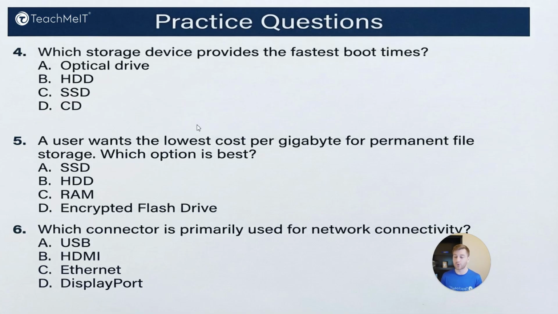Number 5, a user wants the lowest cost per gigabyte for permanent file storage. That's permanent file storage. Which option is the best? That is going to be B, hard drives or HDDs. The reason why is because hard drives give you the most bang for your buck storage-wise. They are slower than solid state drives, flash drives, but hard drives do have the most amount of storage per dollar. RAM does not make sense here.